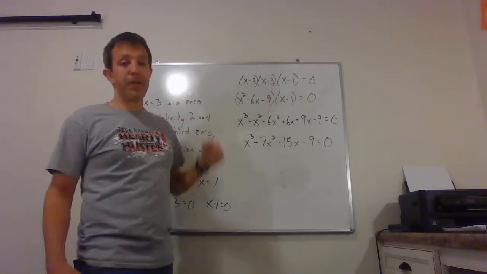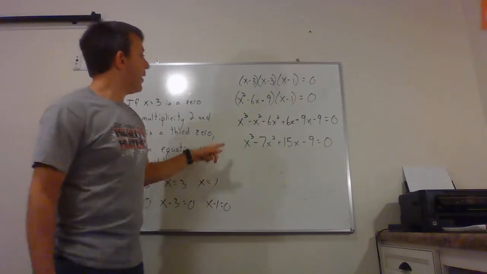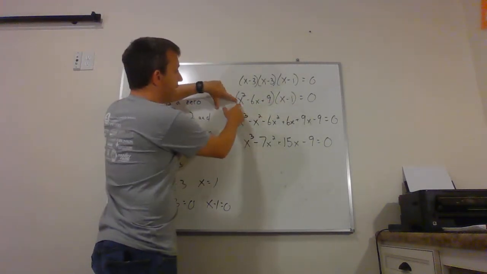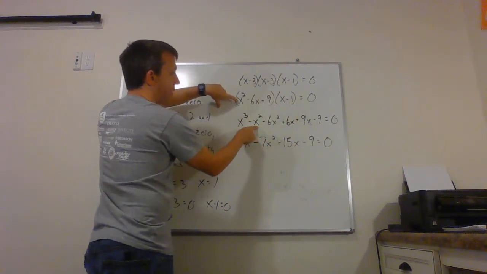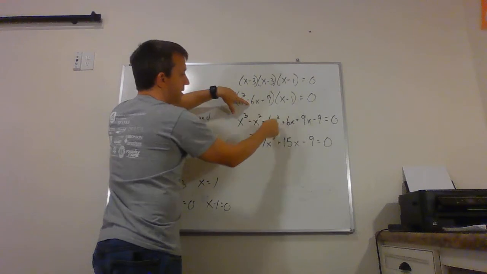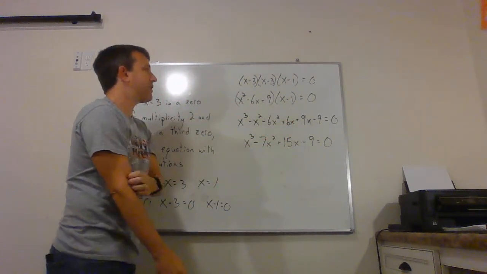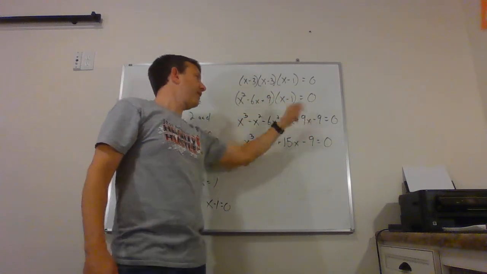You're welcome to multiply that out and check my work. That's usually a good idea. And then I multiplied it by x minus 1. So you can follow through here. X squared times x is x cubed. X squared times minus 1 is a minus x squared. Minus 6x times x is minus 6x squared. Minus 6x times minus 1 is plus 6x. 9 times x is 9x. 9 times negative 1 is negative 9.